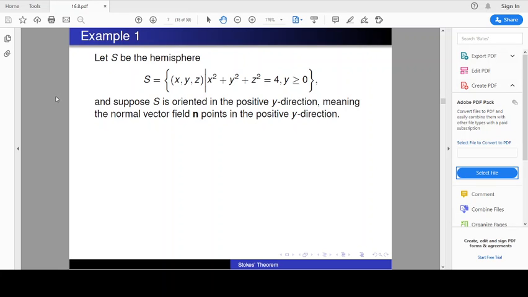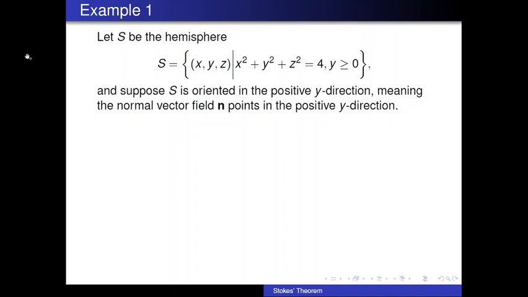All right, people, so let's do some examples of Stokes' theorem. This is a great theorem in this class now. So let's have our surface S be this hemisphere in three-dimensional space. It is given by the half of the sphere of radius 2 that would be centered at the origin, but we'll just look at the half where the y coordinates are bigger than or equal to 0. And we'll say, suppose that S is oriented in the positive y direction, which just means that we are given now a choice of normal vector field to S that points in the positive y direction.